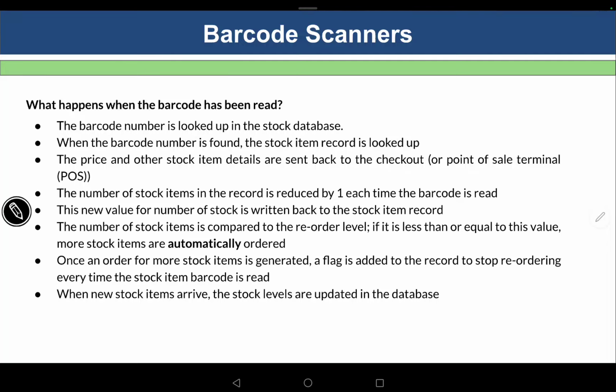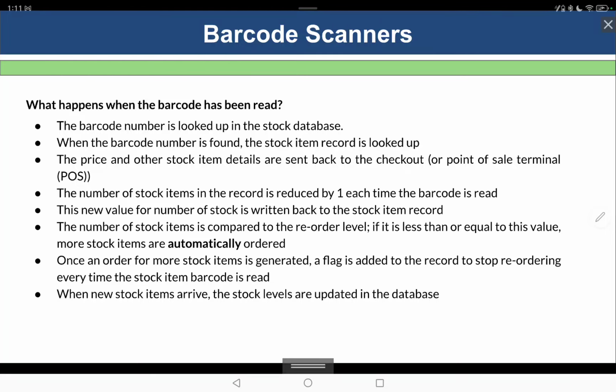Now let's look at what happens after the barcode is read. Let's use, for example, when you go to the supermarket and the cashier scans the barcode. What happens? The first thing is that the computer system looks up the stock database. Remember, let's say the stock manager would have keyed in the number of products. So let's say the number of, say, a book that is entered into the system is 50.